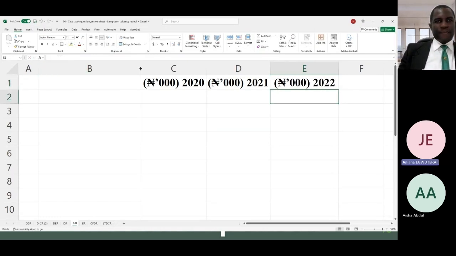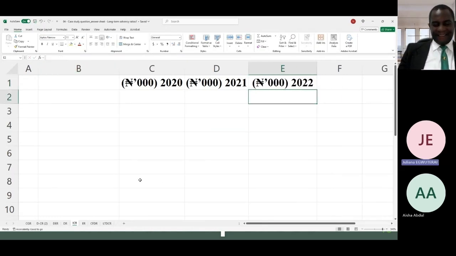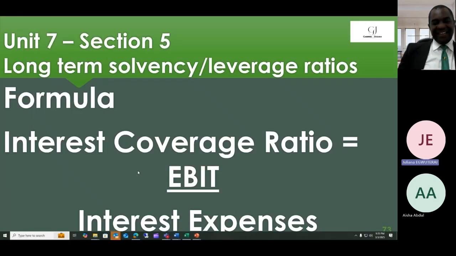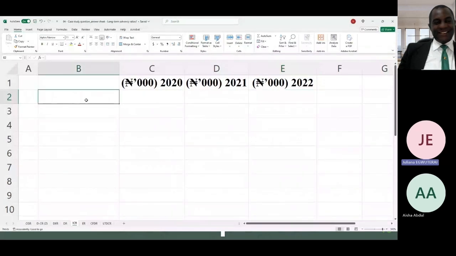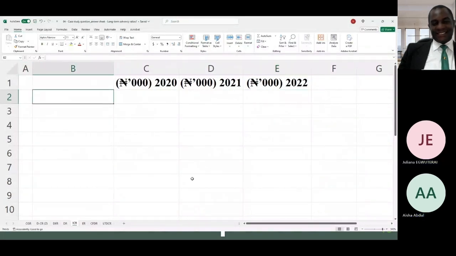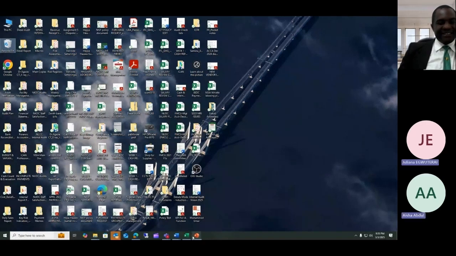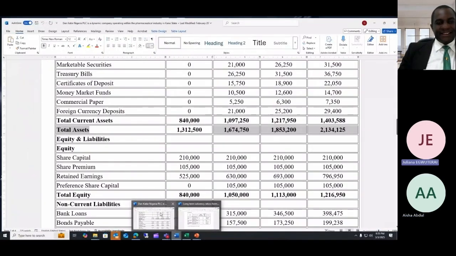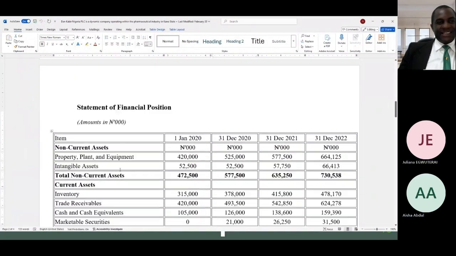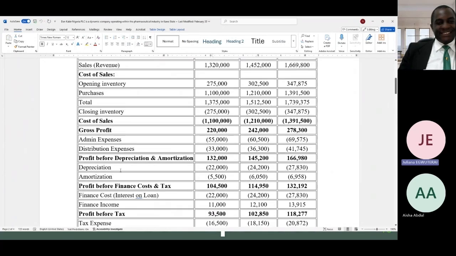I was off for a few seconds, and sorry, what are we calculating? So we're looking at interest coverage. Yes. Go ahead, Aisha, please. Interest cover, yes. That's what we're looking at.